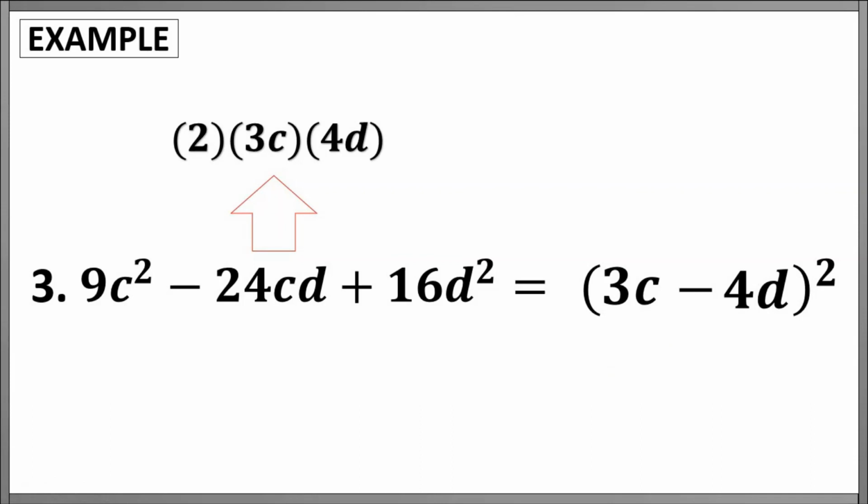So there you have it. That's how we get the factors of a perfect square trinomial. This is very easy because we already know how to square a binomial.